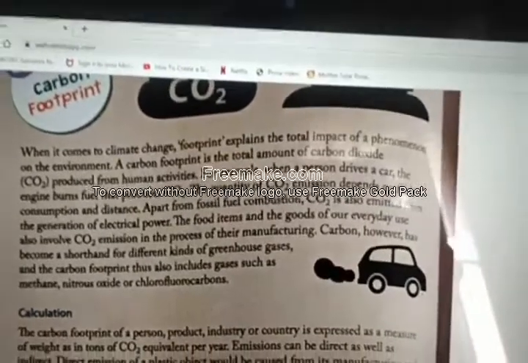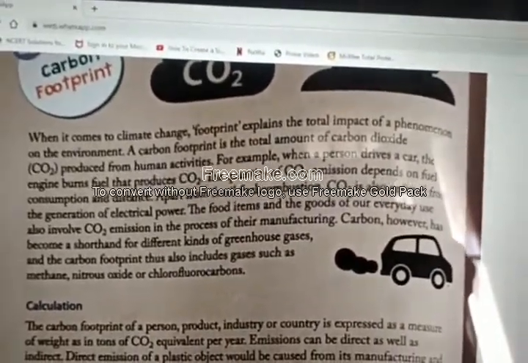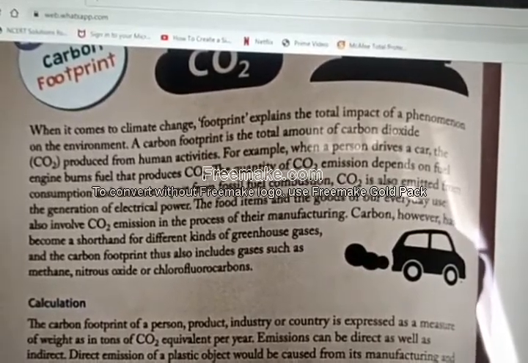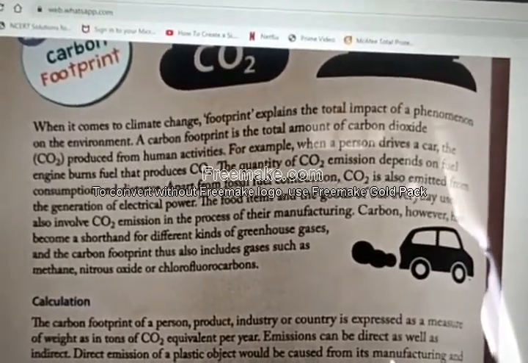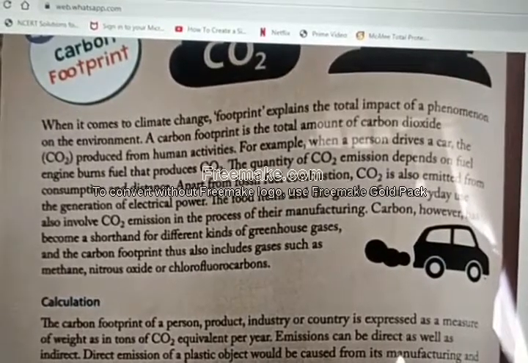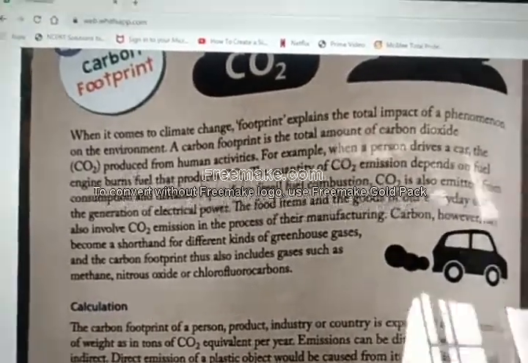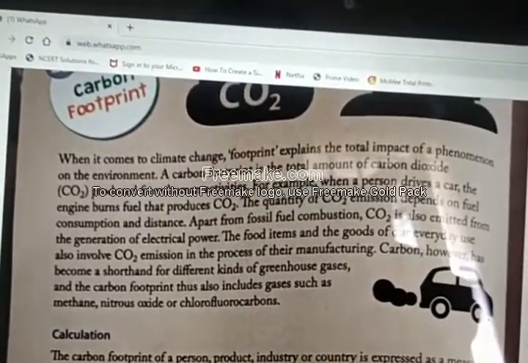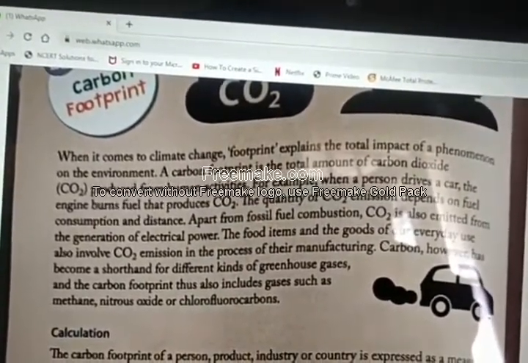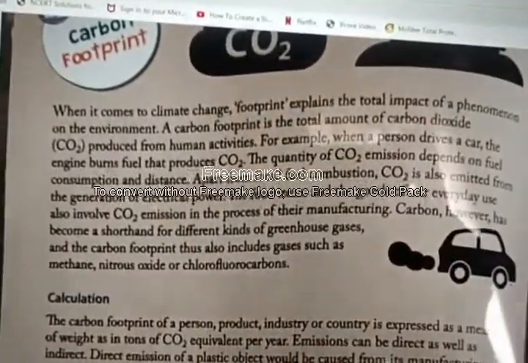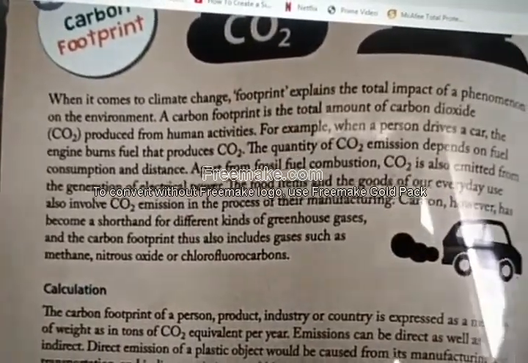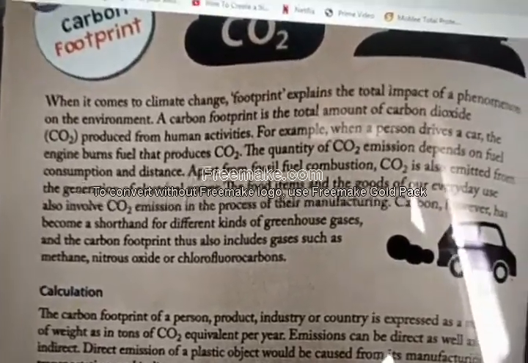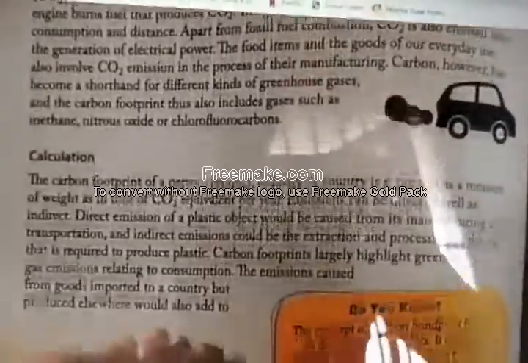That is the concept. Carbon, however, has become shorthand for different kinds of greenhouse gases, and the carbon footprint thus also includes gases such as methane, nitrous oxide, chlorofluorocarbons. Carbon dioxide comes along with a few other gases like methane, nitrous oxide, chlorofluorocarbons. All these are very bad for nature.